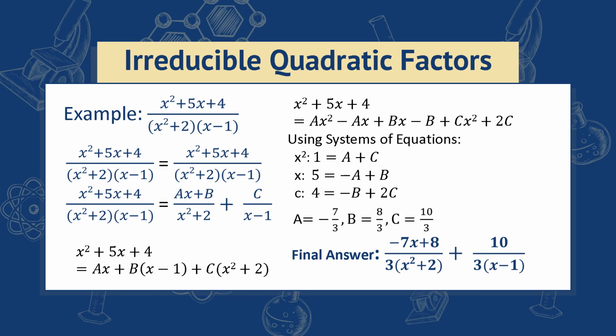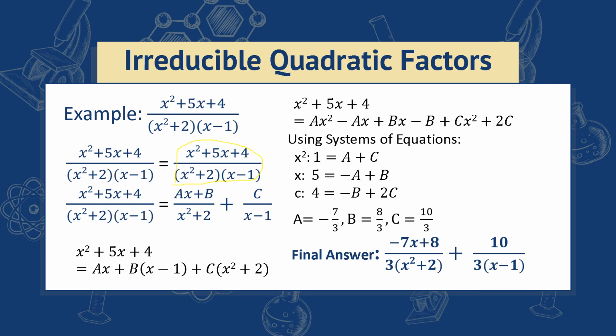factors. Do note that in most problems, you wouldn't be just using one case. We could be using multiple or even all the cases at the same time to decompose a fraction. So the quantity of x squared plus 5x plus 4 divided by x squared plus 2 times x minus 1 is still the same.